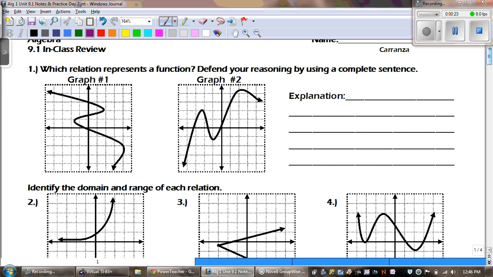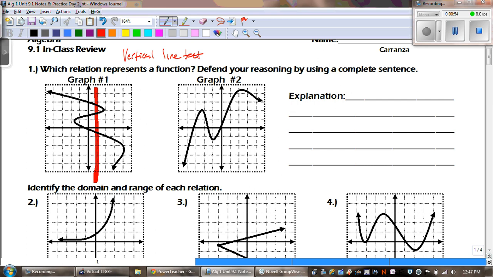So number 1, which relation represents a function? Defend your answer by using a complete sentence. Now, what I would do to figure out which one's a function is to use the vertical line test, okay? And what the vertical line test says is that you can draw a line, and if it touches only once, it's a function. But if it touches more than once, it's not a function.